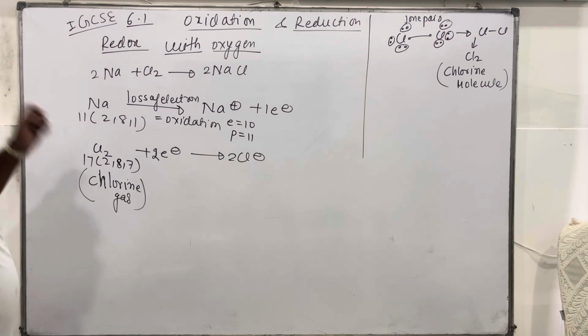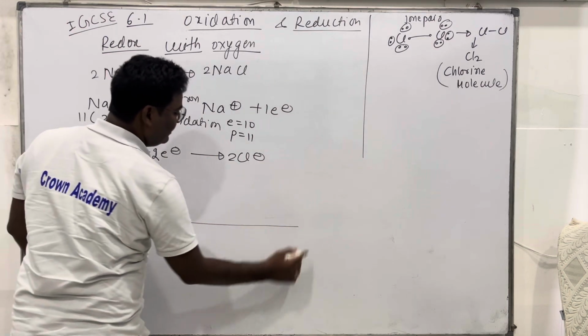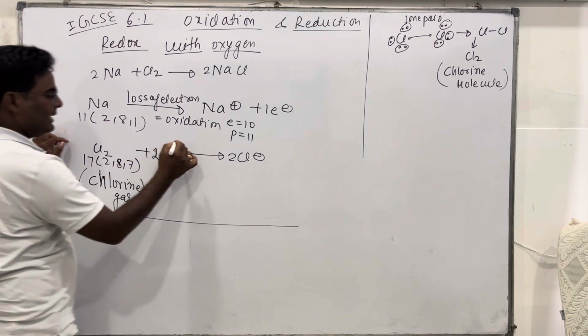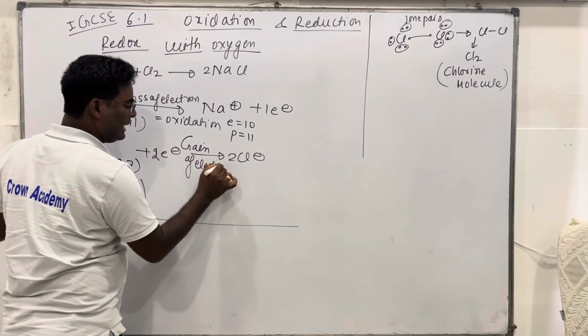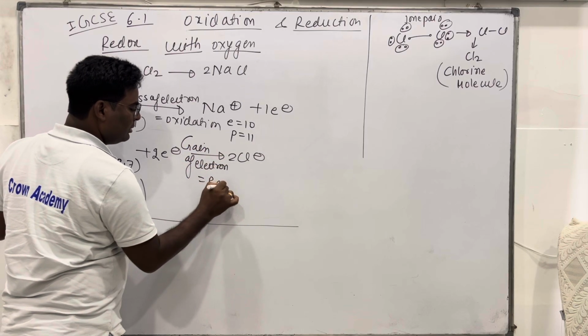Understood? Clear up to here? Yes. Okay. Now add the reaction. Both. It has gained the electron, so it is called gain of electron. So gain of electron is called reduction.